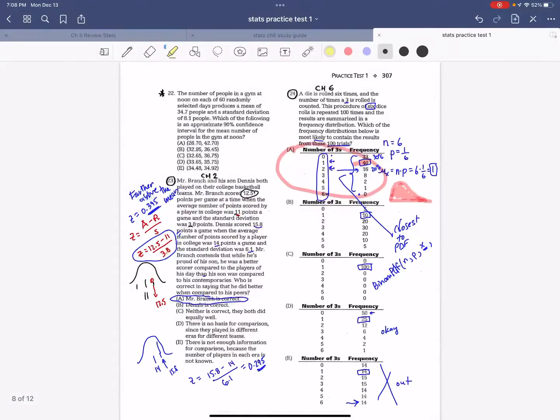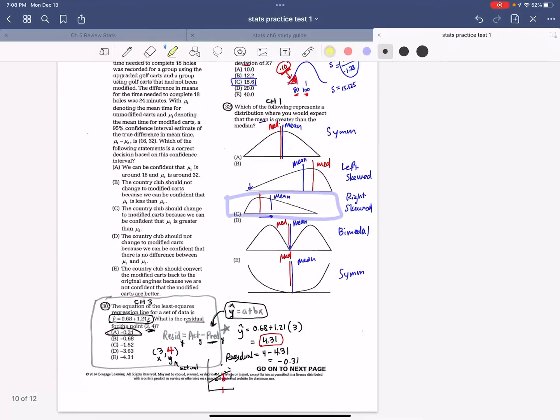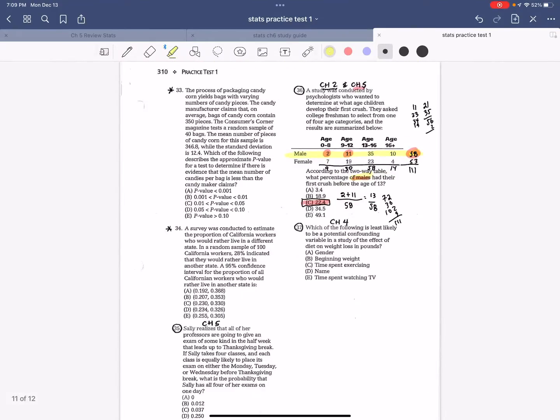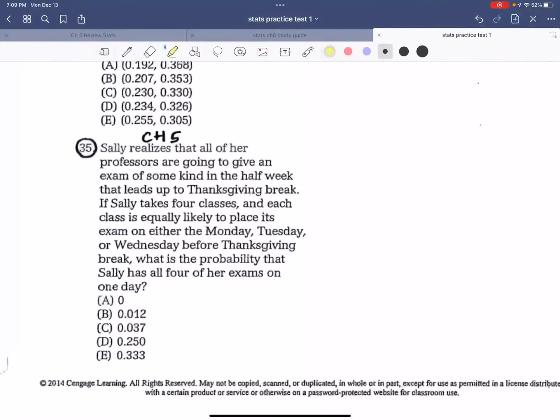All right, we're cruising right along with our practice test here. Looks like we did question number 36, so we've got to do number 35.